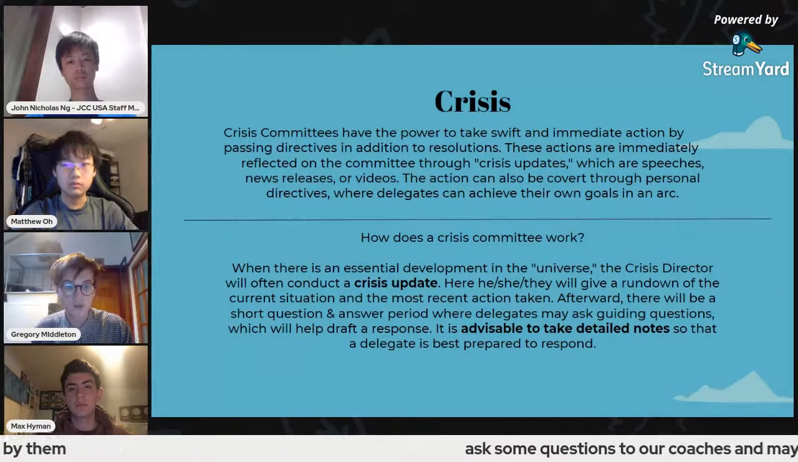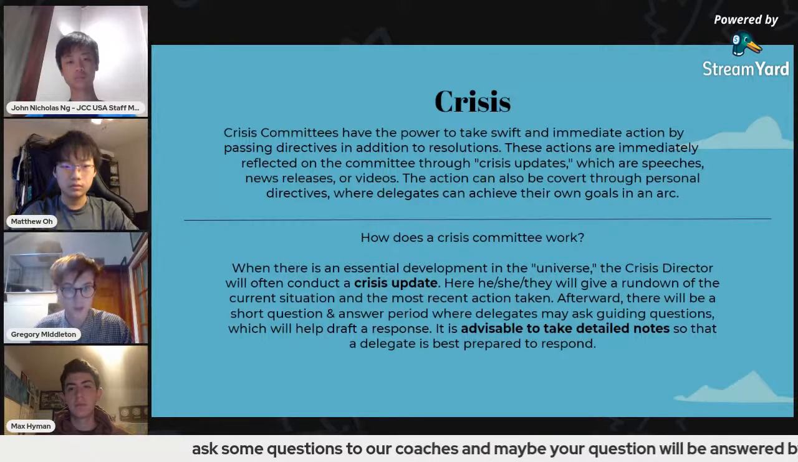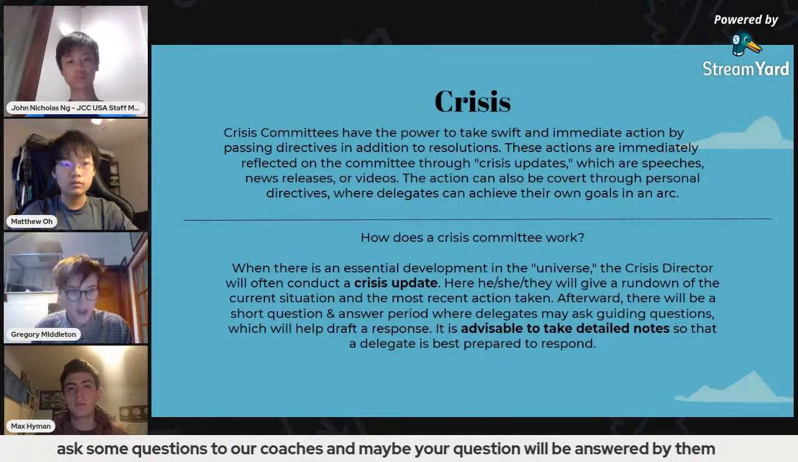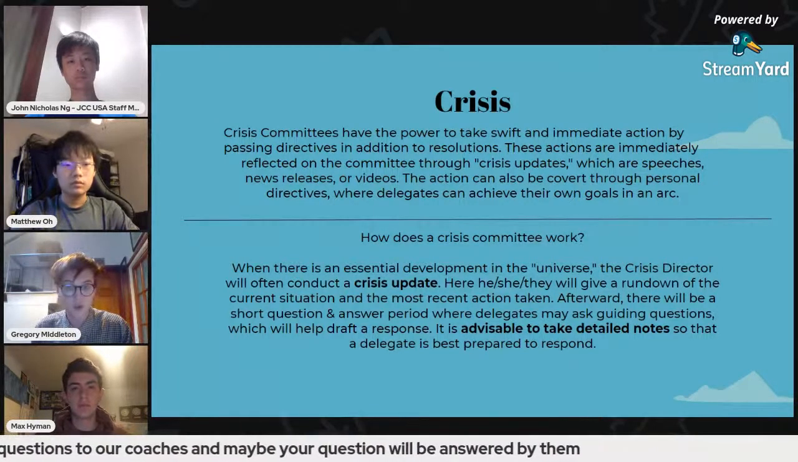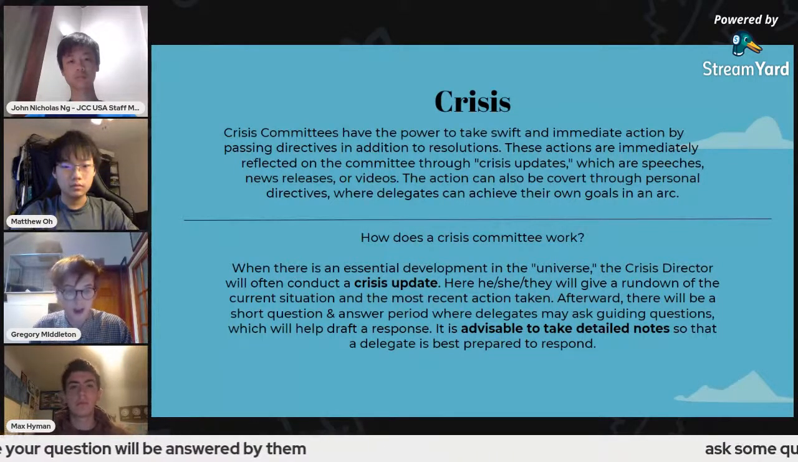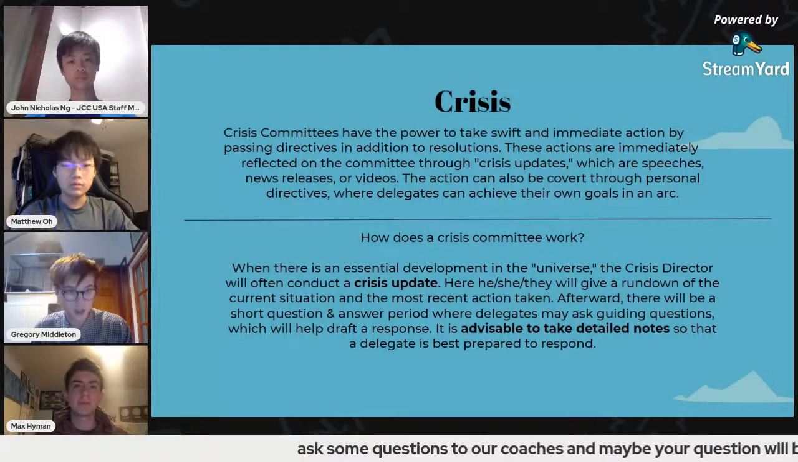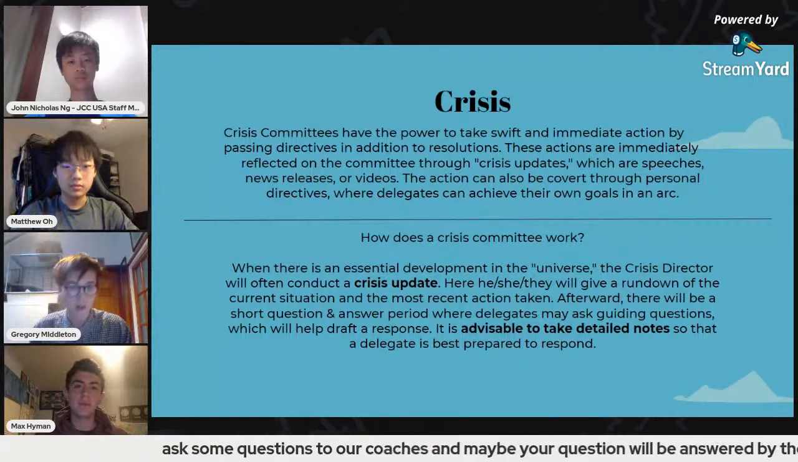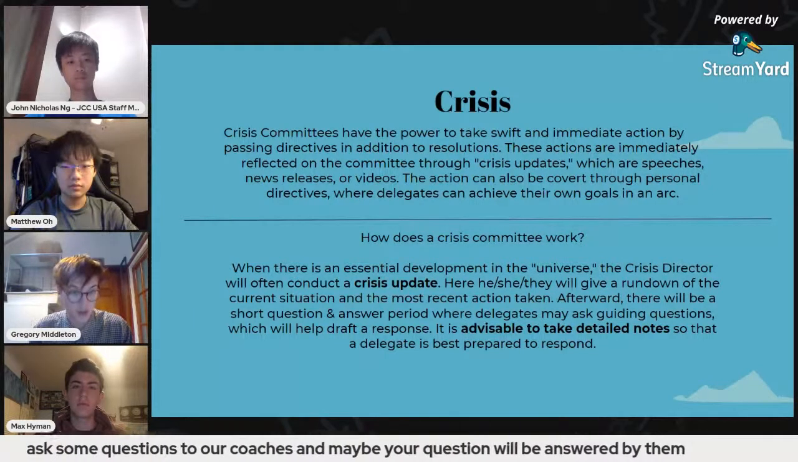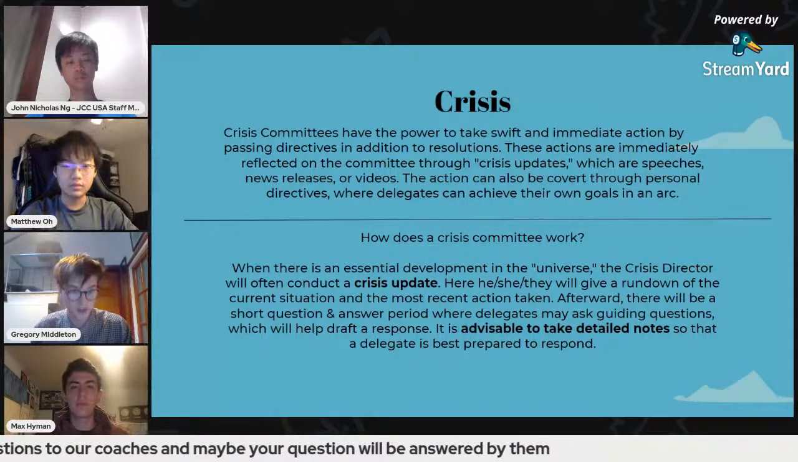These actions are reflected immediately on the committee through something called crisis updates, which are speeches, news releases, or videos. The action can also be covert through personal directives, where delegates can achieve their own goals in an arc. And these crisis updates are really brilliant because they really immerse you in what you're imagining. When you're in such positions as the people in charge of the Soviet Union and the United States during the space race, it does feel really awesome.